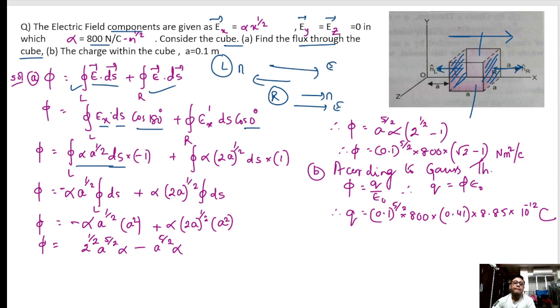Clear? Because Ex's value is given as alpha x. Here x will be taken as A, and here x will be taken as the electric field along the x-axis on this side and this side. Till here x is A, and till here x is 2A. So that's why here comes 2A ds.